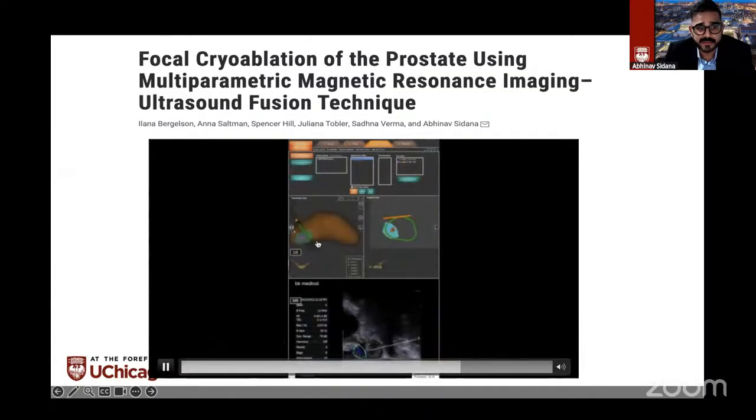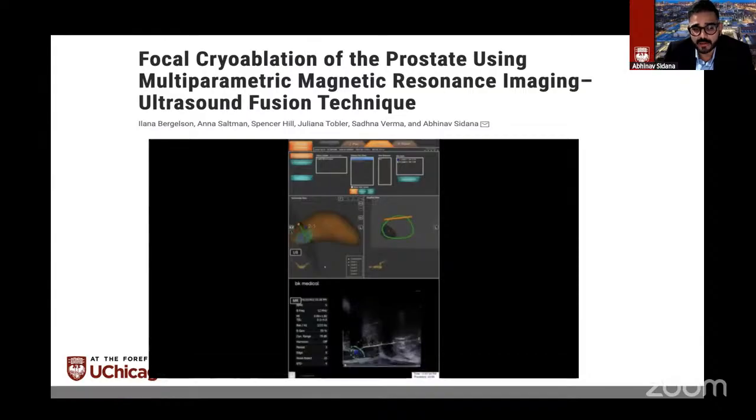And on this ultrasound, the lesion was already marked by Dr. Verma, along with the 1 centimeter margin. And using that fusion, we inserted cryoneedles, and we varied the length of the cryoneedle based upon how much ablation zone we needed. And then we monitored the ablation under ultrasound and fusion guidance.